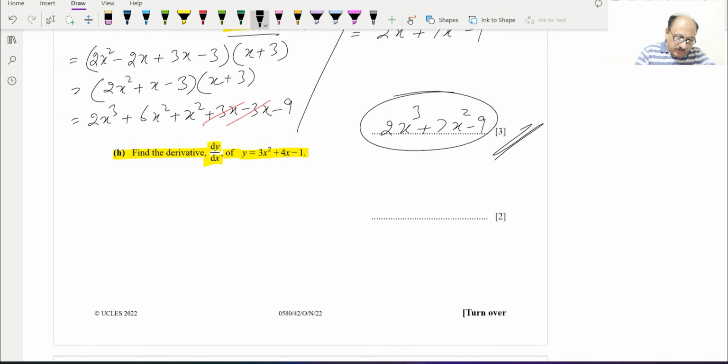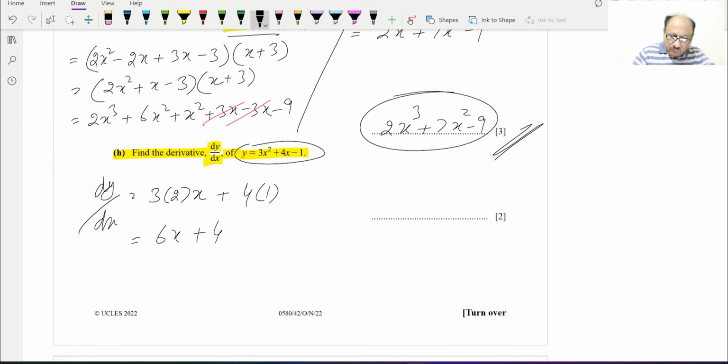So this will be y is equal to this, so we can take dy by dx is equal to, this will be 3, and then 2 will pull first, so x raised to 2 minus 1 will be 1, plus this will be 4, derivative of x is 1, and derivative of minus 1 is 0. So we'll not write this, so it will be 6x plus 4. So 6x plus 4 will be our final answer, 6x plus 4 for 2 marks.